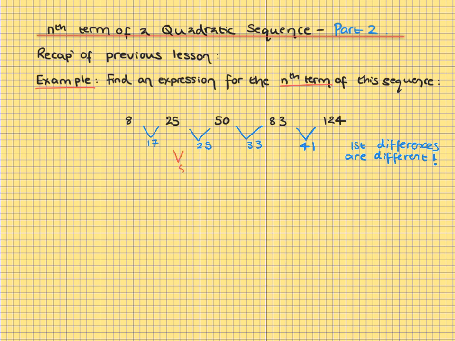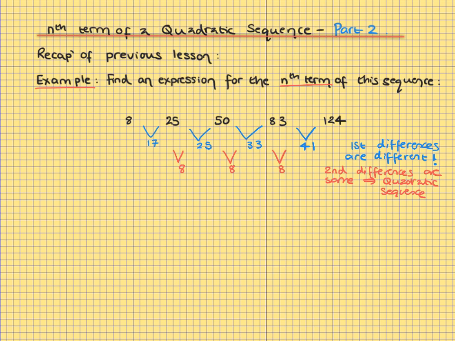So let's now look at the second layer of differences. 17 to 25 is a difference of 8. 25 to 33, 8, 33 to 41, also 8. So we've identified the differences between the first differences. Now the fact that the second differences are the same tells us that this is a quadratic sequence. And last lesson we then found the nth term of such sequences.